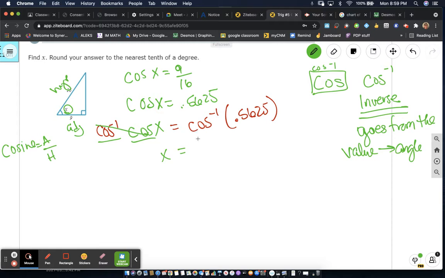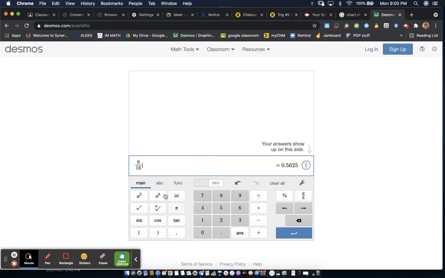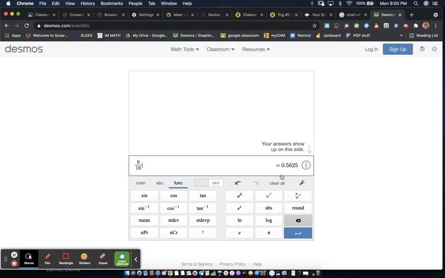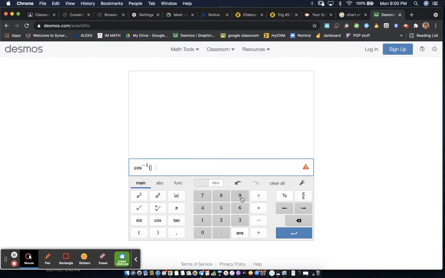And now you need to enter this into the calculator. I highly recommend you don't actually find this fraction. I just wanted you to see that you could. I recommend you just leave it like this: cosine inverse of 9/16. So you're going to go to your calculator, go to functions, and go cosine inverse of 9 divided by 16.